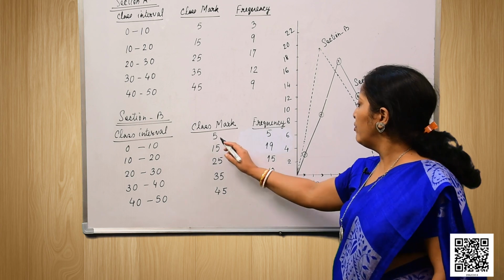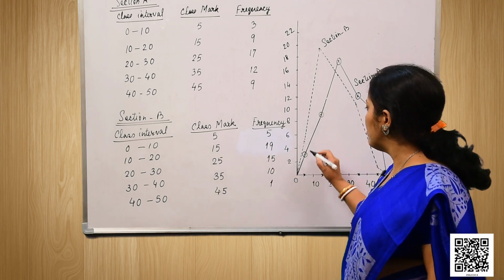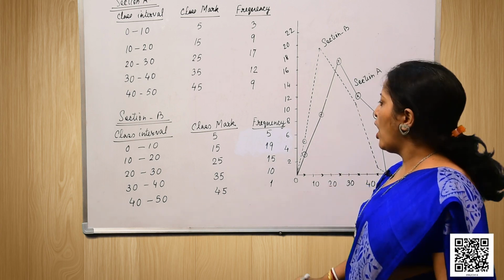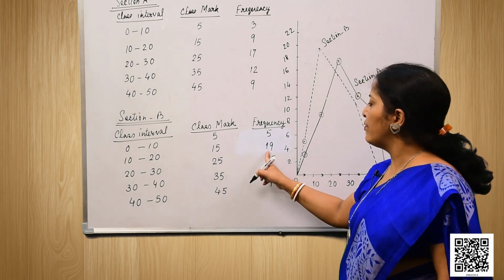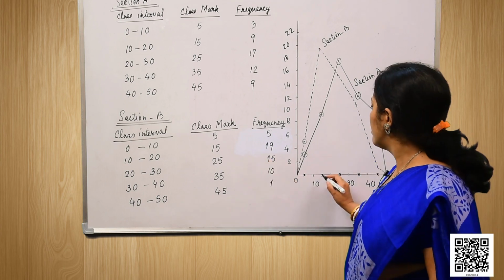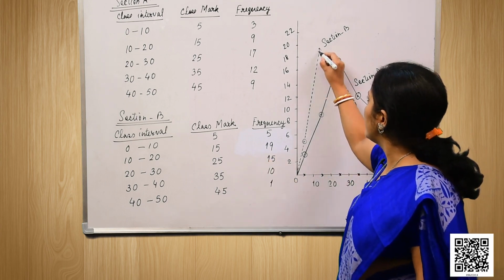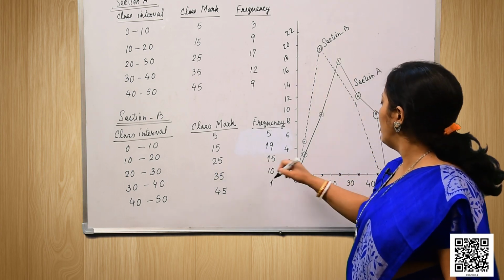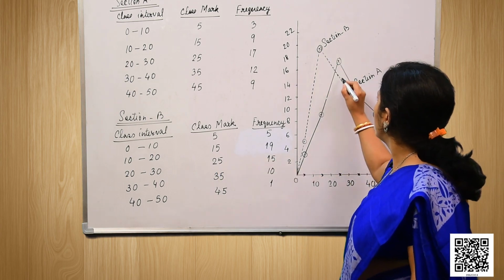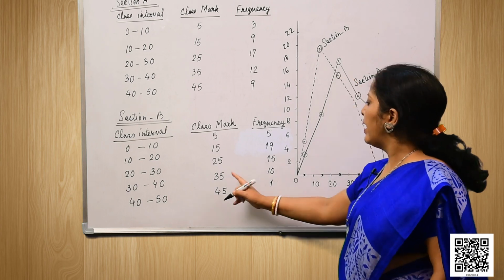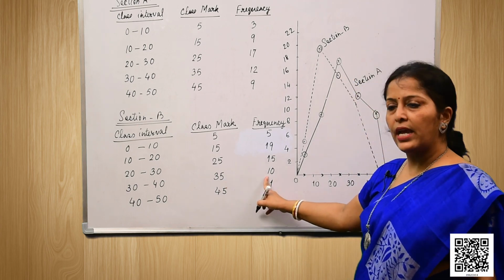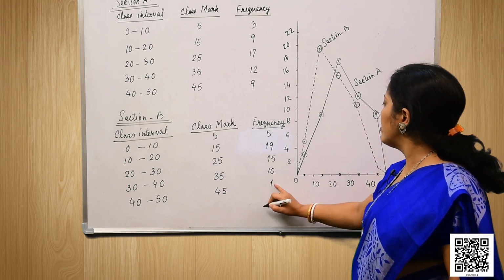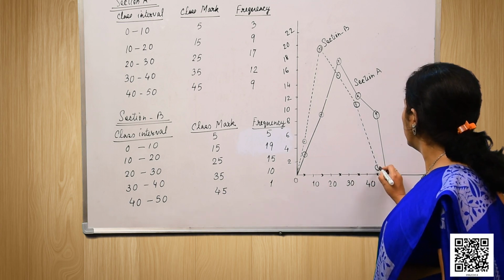Now on top of 5 we have 5. So we mark it here. Frequency 5. Now on top of 15 we have the frequency 19. So on top of 15 we mark the frequency as 19. Then on top of 25 we have 15. Then 35 comes to 10. So here it is. Then the last one we have 1, which is here.